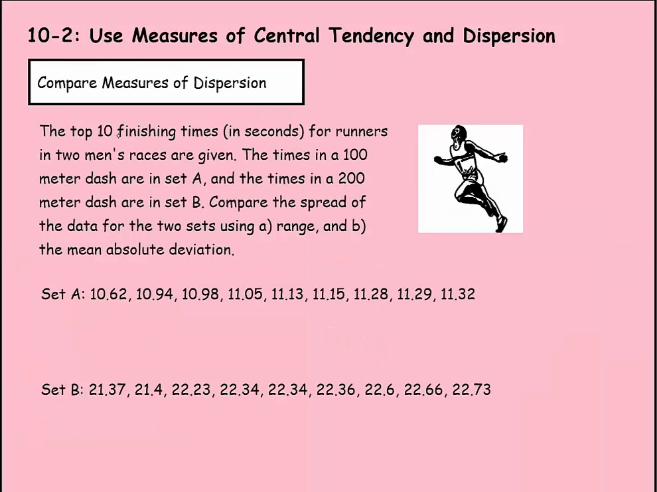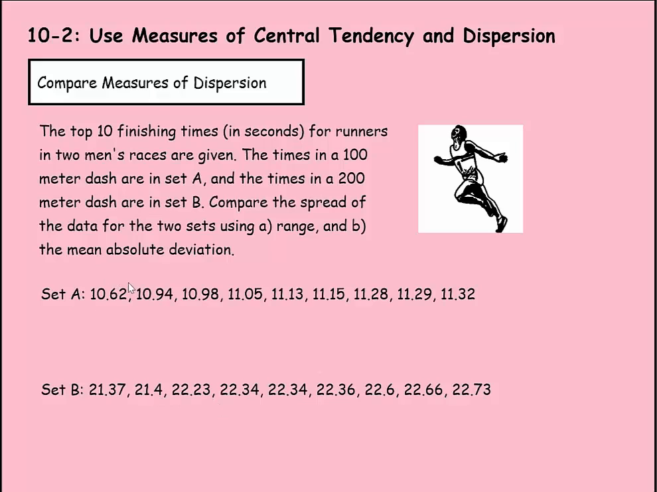So it says the top 10 finishing times in seconds for runners in two men's races are given. The times in a 100-meter dash are in set A, and the times of the 200-meter dash are in set B. Compare the spread of the data for the two sets using A, range, and B, the mean absolute deviation. Remember, the range is the easier one to find. So set A is the 100-meter dash, set B is the 200-meter dash.